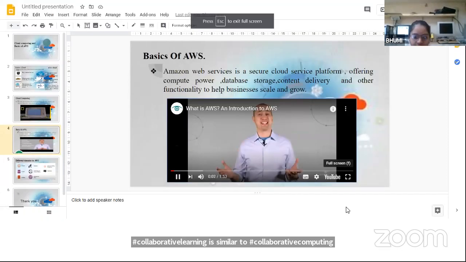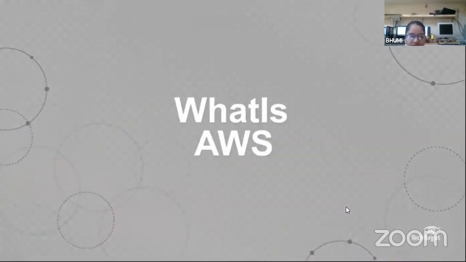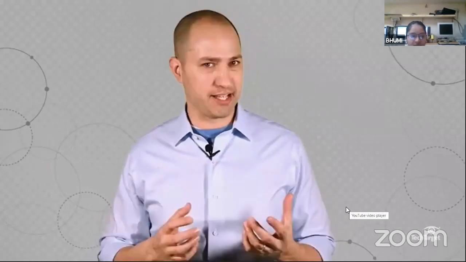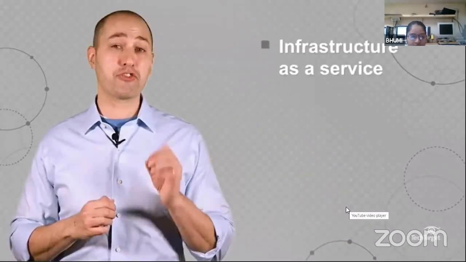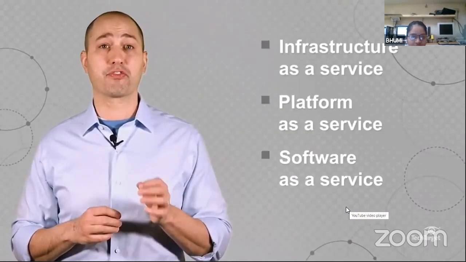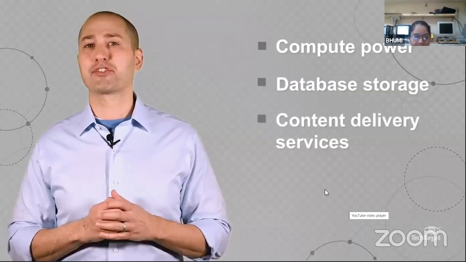What is AWS? More like, what isn't AWS? AWS, or Amazon Web Services, is Amazon's cloud computing platform. Yes, Amazon is more than an online retailer. Like many leading cloud platforms, AWS includes a mixture of infrastructure as a service, platform as a service, and software as a service offerings, providing organizations with tools like compute power, database storage, and content delivery services.